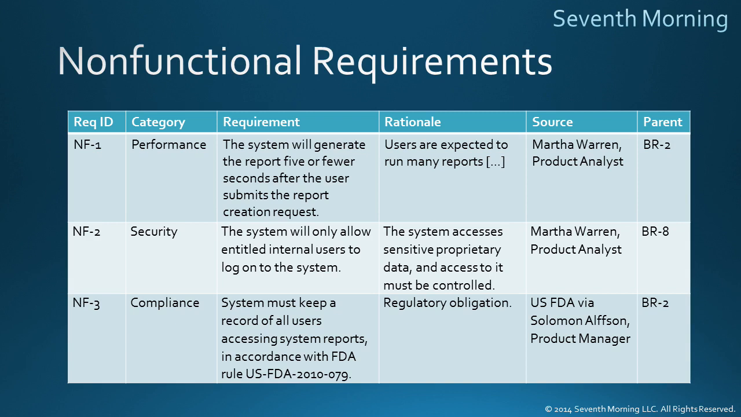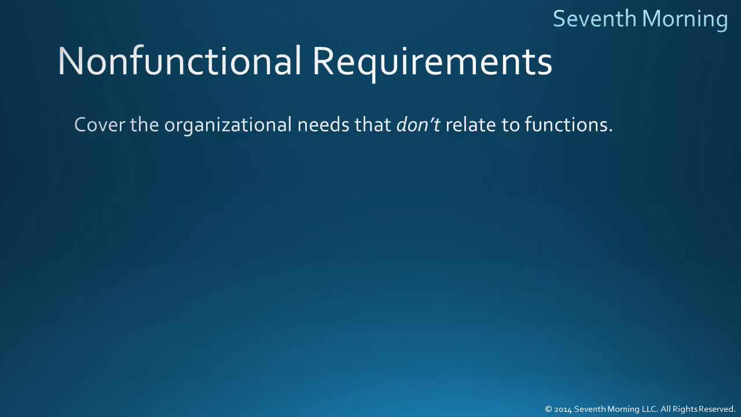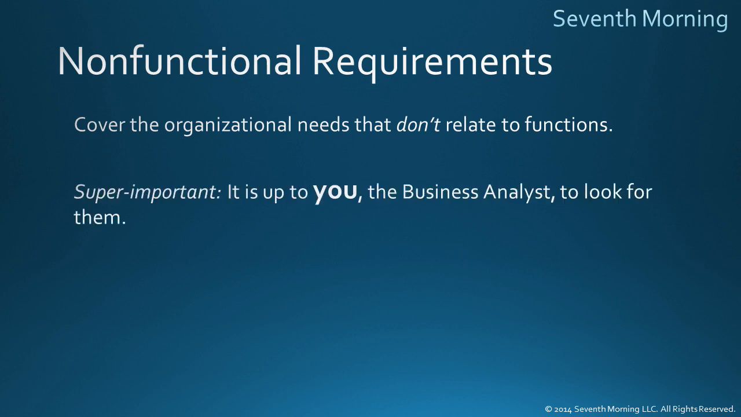Okay, I think we've covered non-functional requirements. Let's go ahead and summarize. Non-functional requirements, or quality requirements, relate to organizational needs that aren't specific functionality of the system. We covered 7 different types of them, but there are undoubtedly dozens more. And super important, it is very important for you, the business analyst, to look for non-functional requirements because other stakeholders usually don't think about them.